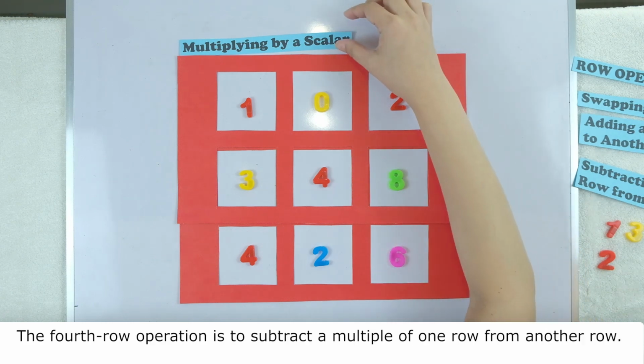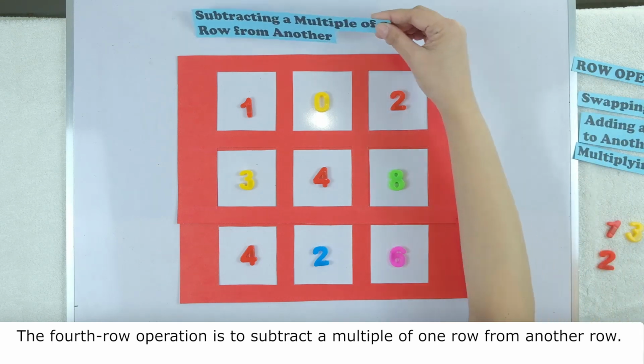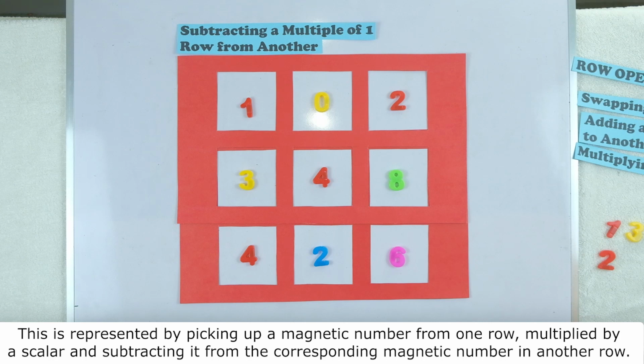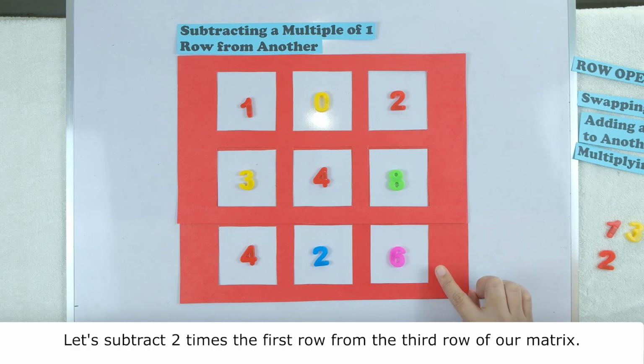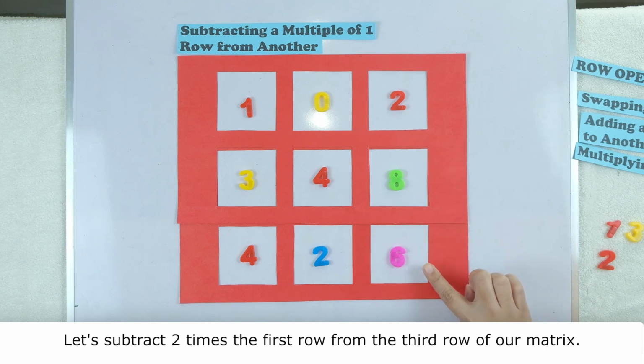The fourth operation is to subtract a multiple of one row from another row. This is represented by picking up a magnetic number from one row, multiplied by a scalar, and subtracting it from the corresponding magnetic number in another row. Let's subtract 2 times the first row from the third row of our matrix.